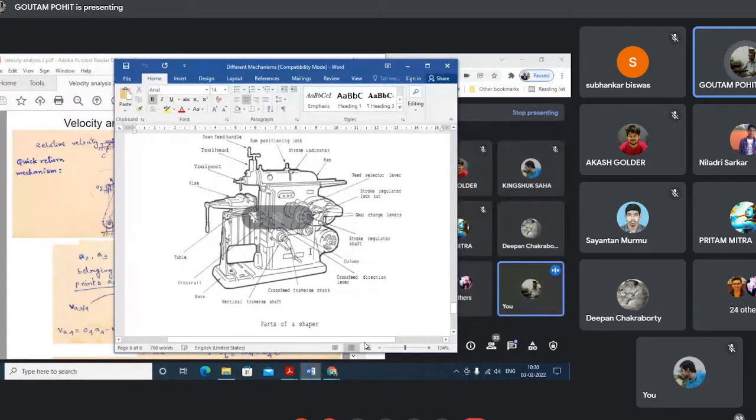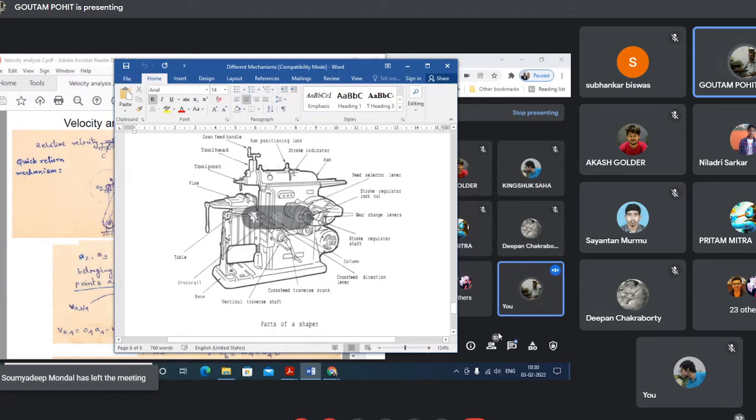So you know what a shaping machine is. If you don't know, I'll explain. See, this is a shaping machine. This is the vice in which we can keep a job. And this is called the RAM, this is the tool holder, and this is the tool.